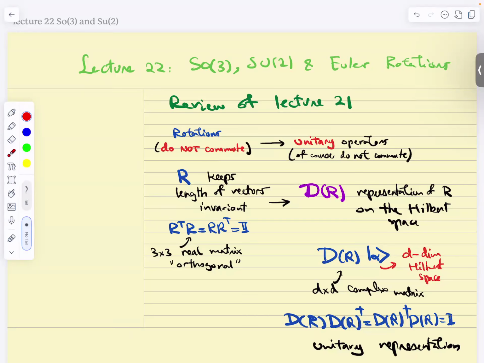So, review of lecture 21. What we talked about in the previous lecture was rotations and how even in the classical world, they do not commute. If I rotate this table in this direction, followed by this rotation around this direction, I get a different result if I do them in a different order, right?